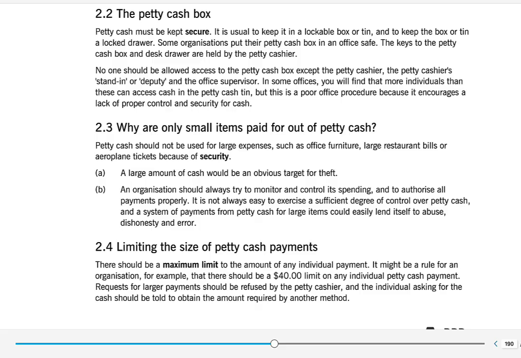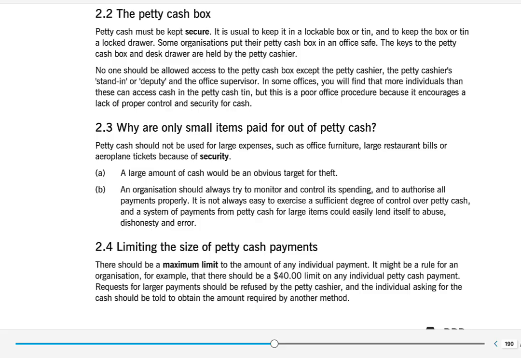Who is allowed to access the petty cash box? Only the petty cashier should access the petty cash box. Sometimes there is also a deputy petty cashier. That is a backup person. They can help only when the petty cashier is absent, but normally the rule stays very strict. One main person controls petty cash. This is a control rule. It prevents confusion. It prevents theft. It prevents arguments later.